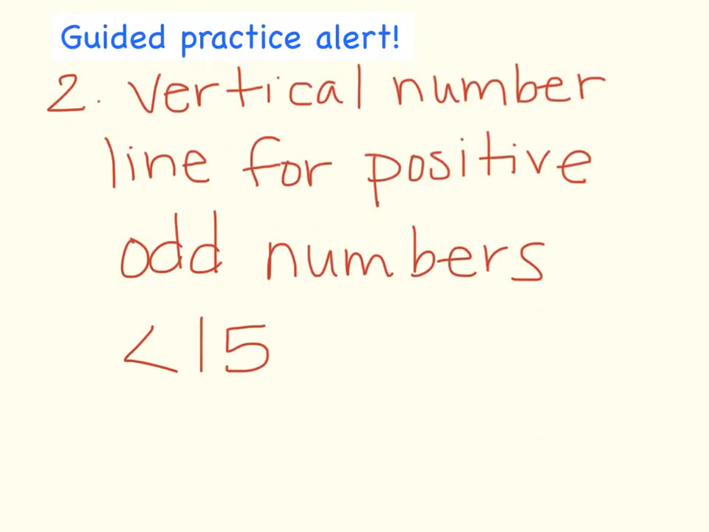Now you try one on your own. Draw a vertical number line for the positive odd numbers that are less than 15. Once again, put this in your homework notebook, pause the video while you work, and move on when you're ready.